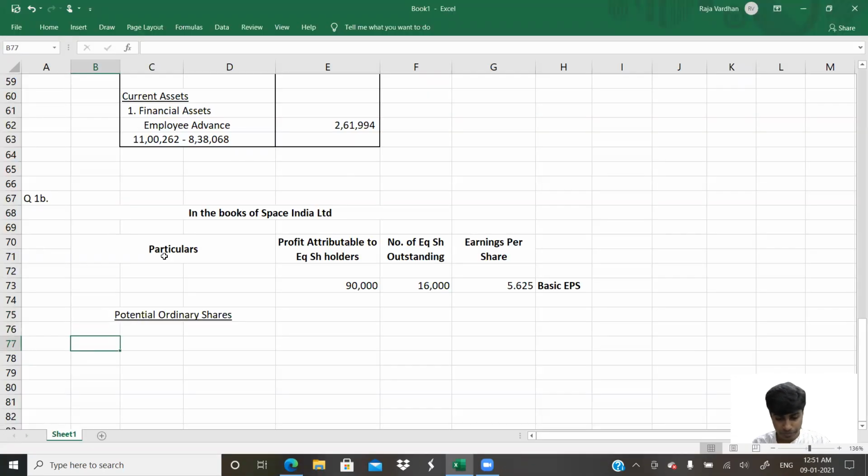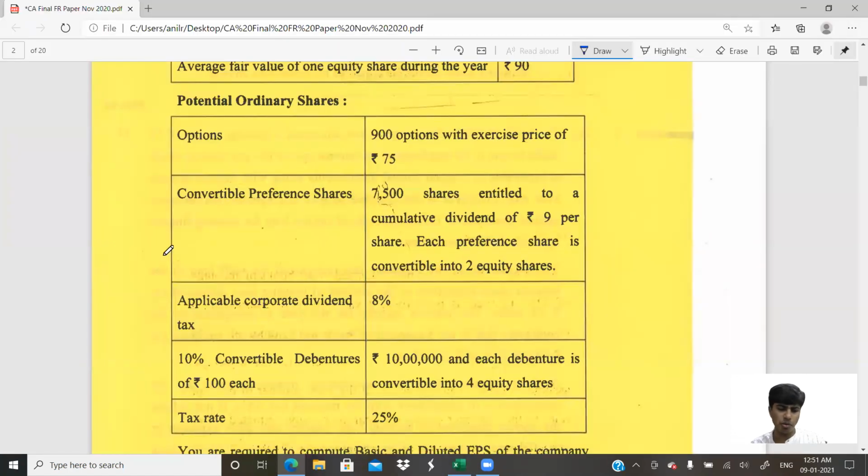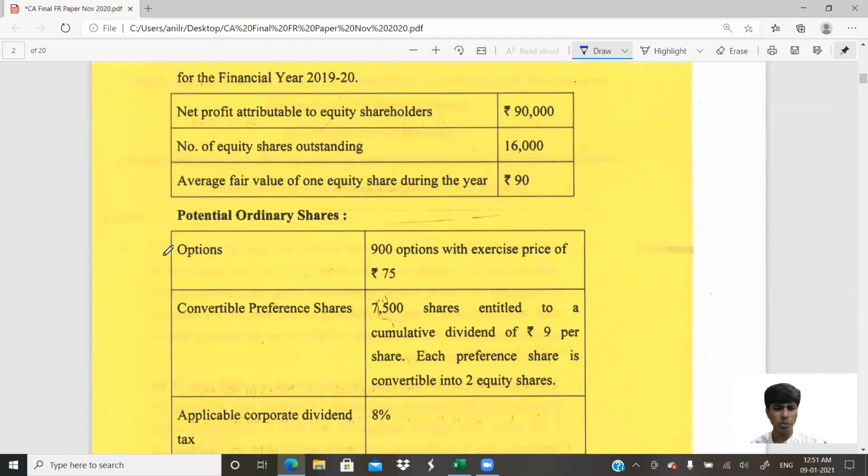Options. Number one. Let us take it. What's the problem with options? 900 options with exercise price of 75. See, if there are options and if they are given at the fair value, then no problem. But concentrate here. What is the average fair value of the share? 90 rupees. But here the shares have been issued at 75.